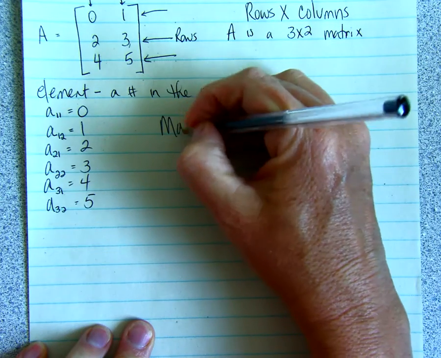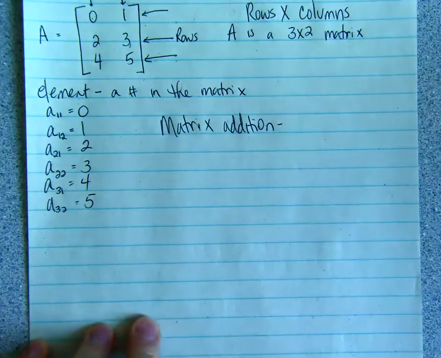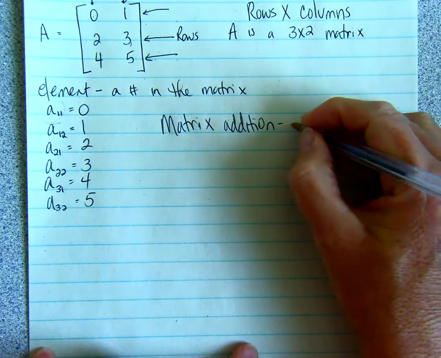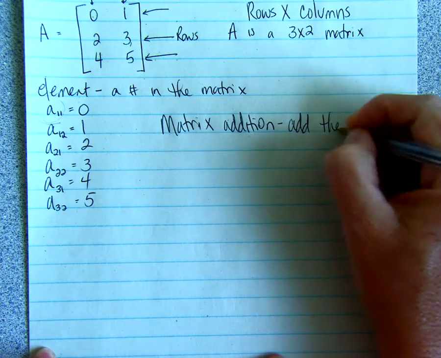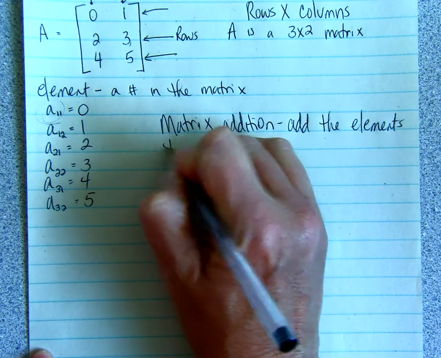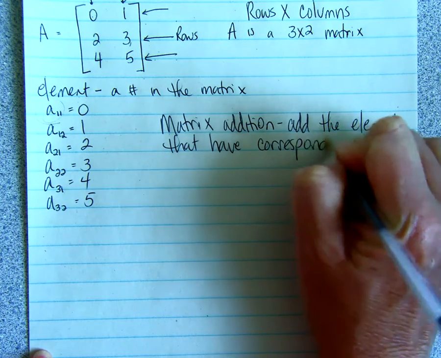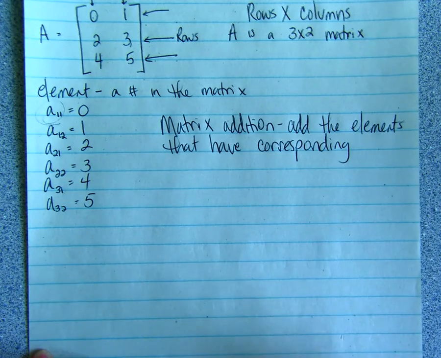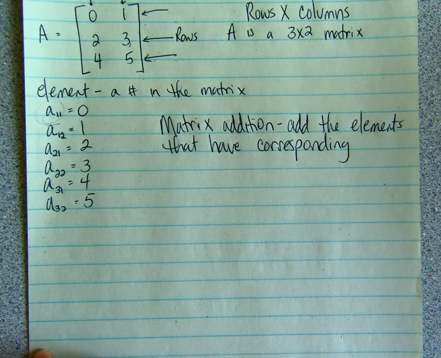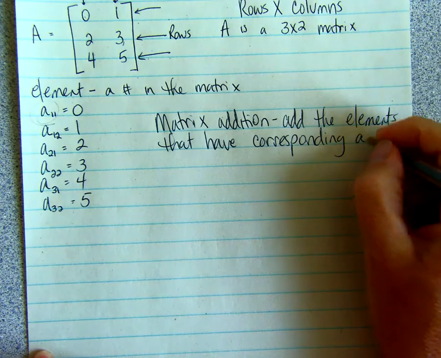Whenever we want to add two matrices together, we call that matrix addition. You just add the elements that have the corresponding addresses. This is an address. So we just add the elements that have corresponding addresses. In other words, if you have two matrices, you would add the number in the first row, first column of the first matrix plus the number that's in the first row, first column of the second matrix.